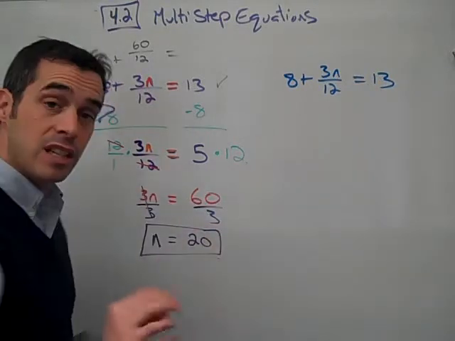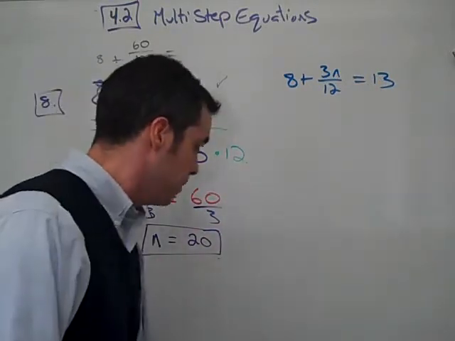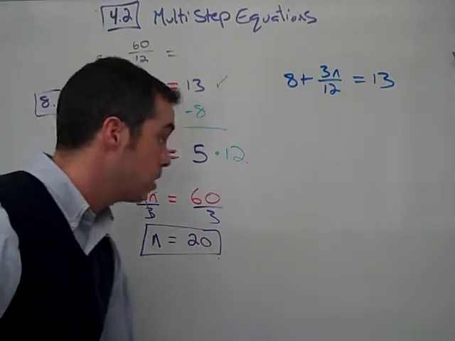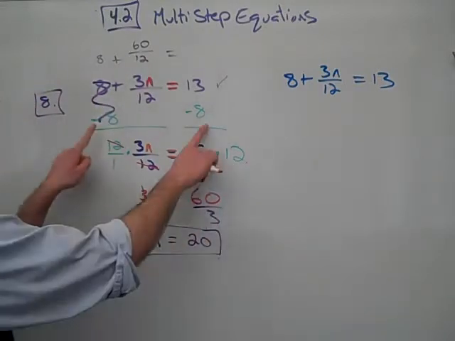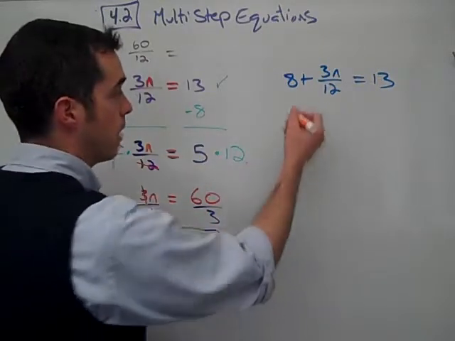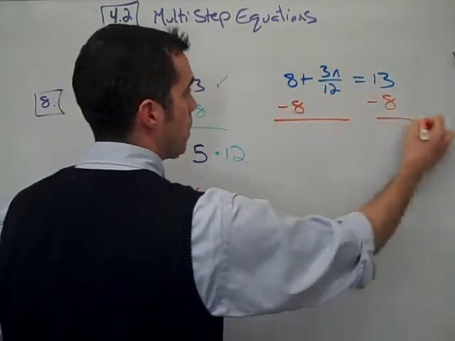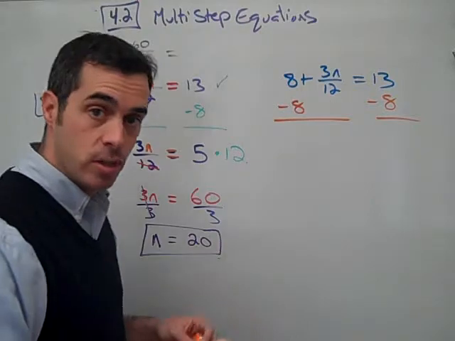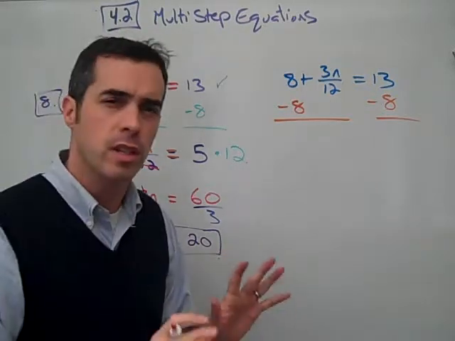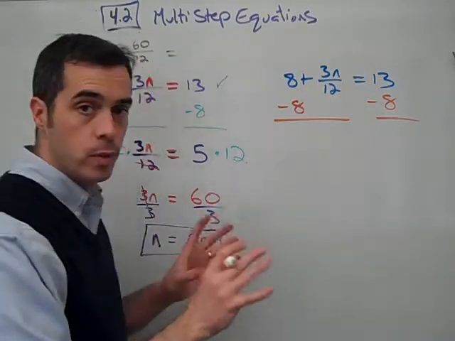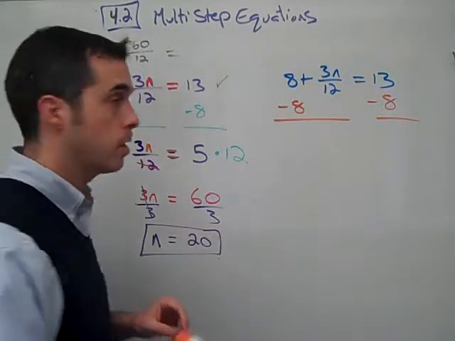Next, I'm going to solve this in a slightly different manner. There's a couple of different approaches to how you can solve this problem. I'll begin the same way by subtracting 8 on both sides. That's not going to change. When you deal with a multi-step equation, you attack the addition-subtraction part first. I should say most of the time. There are some occasions when you don't. We'll look at those in a future time.